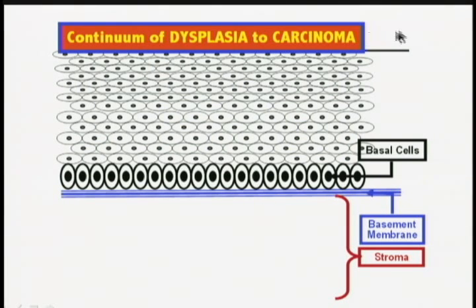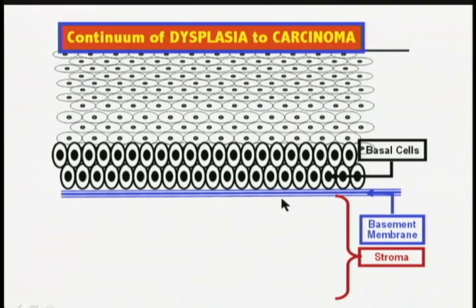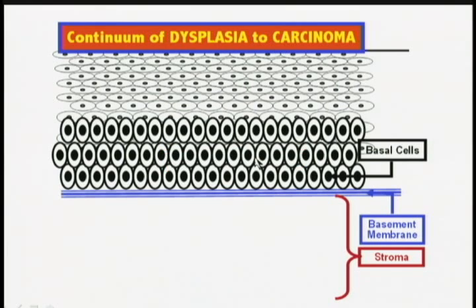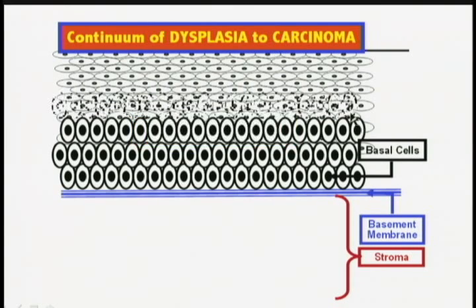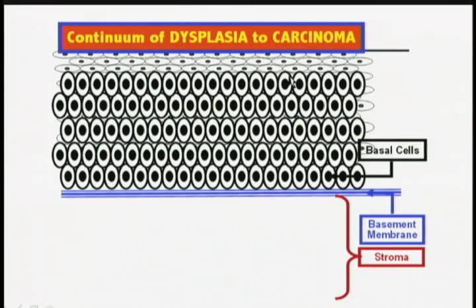As we start our continuum of dysplasia, what happens is these basal cells start to proliferate. And here we have about a third of the thickness involvement, that is CIN1 or mild dysplasia. As we progress and we get more involvement, when it's 50%, we call this CIN2 or moderate dysplasia. As we get almost the entire thickness, we call this CIN3 severe dysplasia.